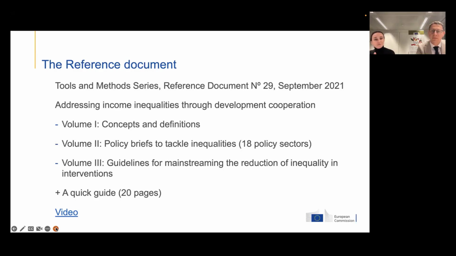So the reference document has 3 volumes. Volume 1 is dedicated to the concept and definition, volume 2 to the policy briefs, and volume 3 to the guideline for mainstreaming the reduction of inequality in interventions. In session 1, we focused on the concept and definition. During the week, we will review the policy sectors that are linked with inequalities, and during this session we'll focus more on volume 3.